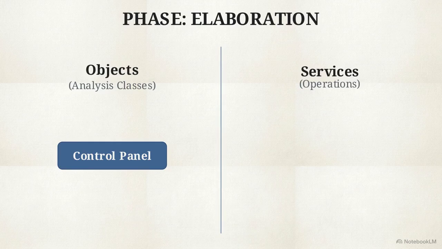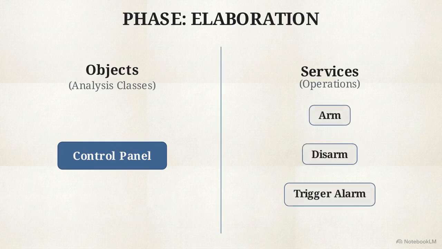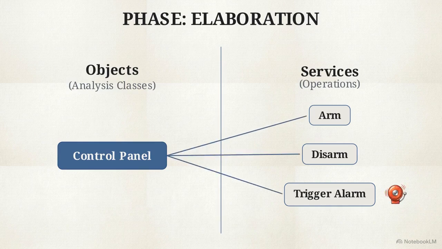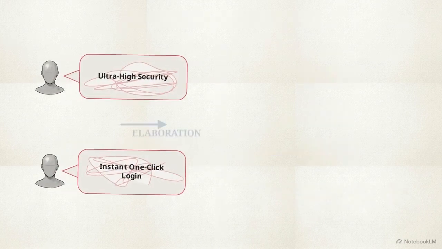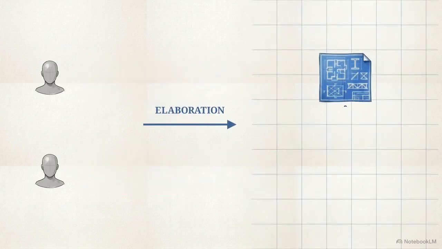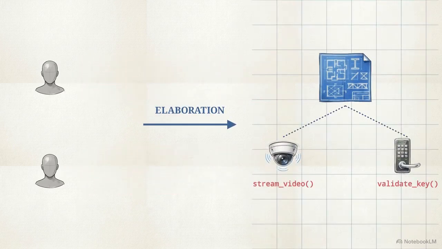This translates raw, unstructured client requests into developer-friendly, structured models. For SafeHome, we parse requests to identify system objects, like the control panel, and the services that manipulate them, like arm, disarm, or trigger alarm. Without this step, developers have no way to translate contradictory client speak into actionable software architecture.